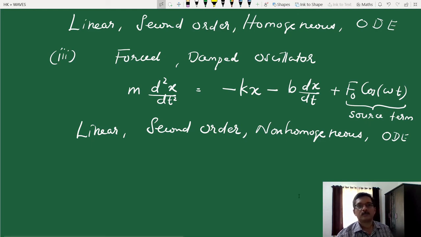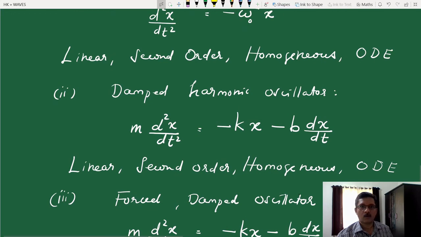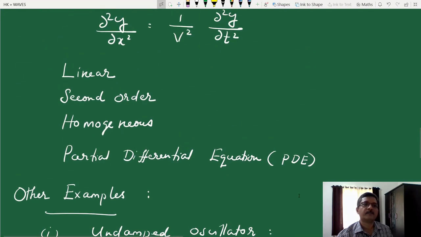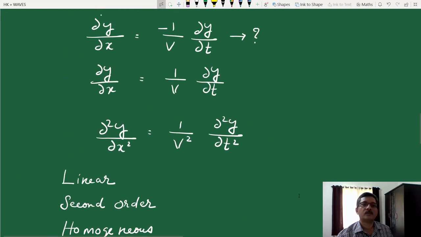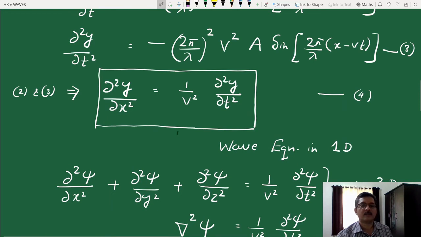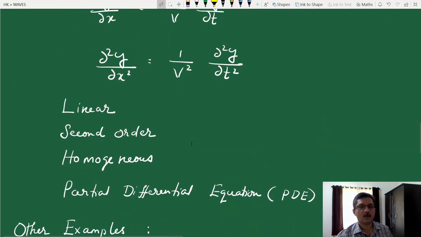Okay. So these are three examples that we have already seen in the harmonic oscillator. Let's come back to our wave equation in one dimension. Dou square y by dou x square equals 1 by v square dou square y by dou t square. So as we have noted, it's a linear second order homogeneous partial differential equation.